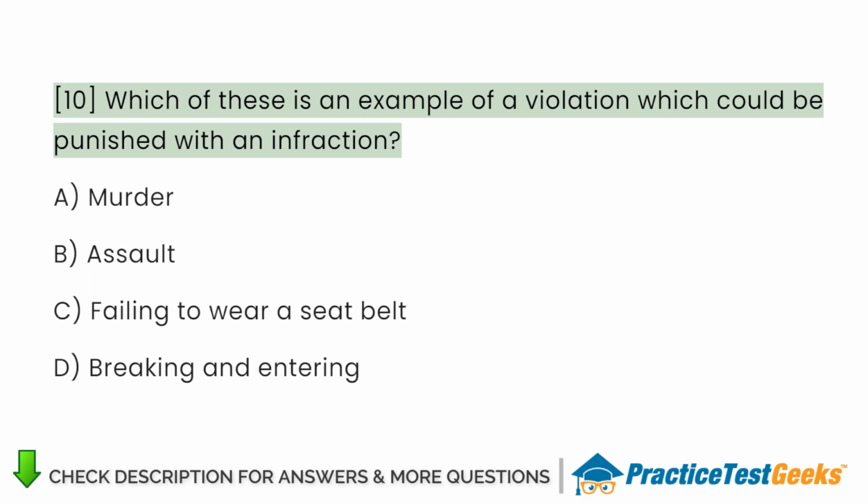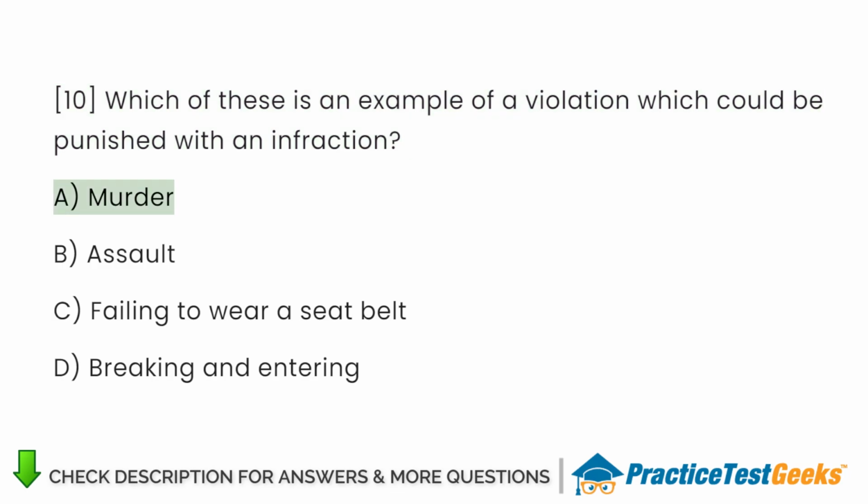Which of these is an example of a violation which could be punished with an infraction? A. Murder. B. Assault. C. Failing to wear a seat belt. D. Breaking and entering.